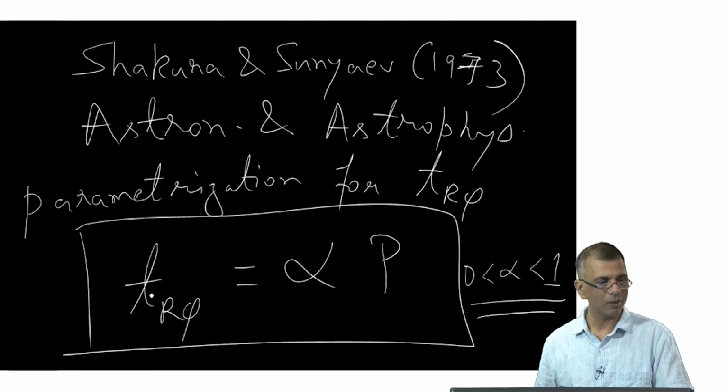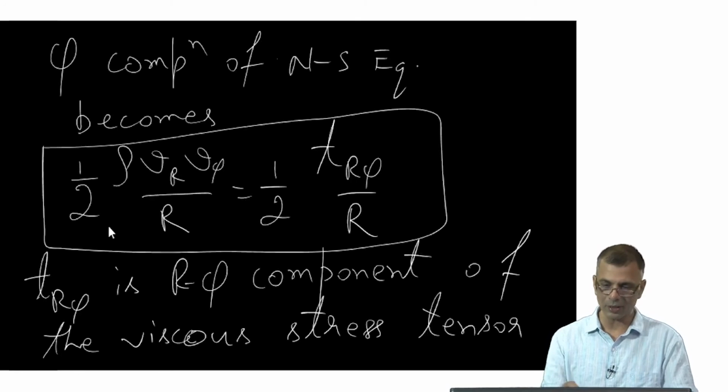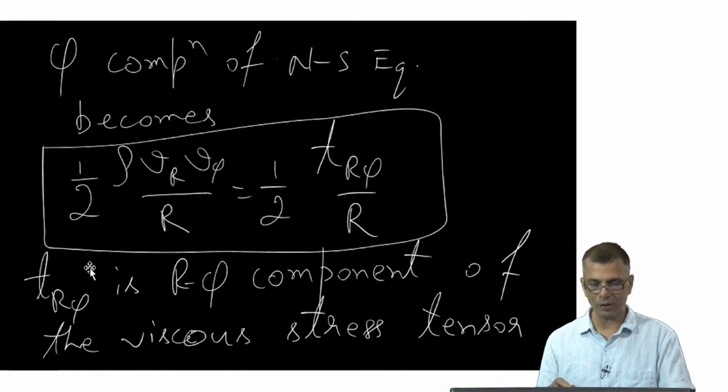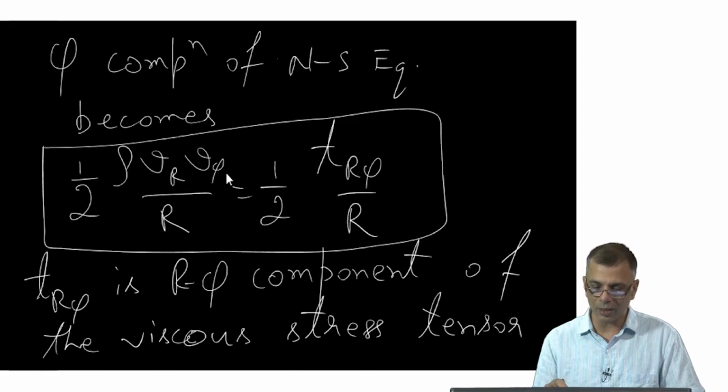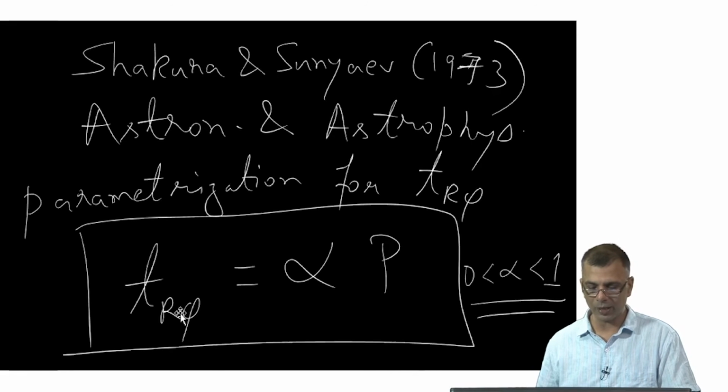Now, what happens is that using this entire equation, this equation quickly collapses if you write down the quasi-Keplerian prescription for V phi. Using this prescription, wherever we see T R phi, I simply write alpha p.